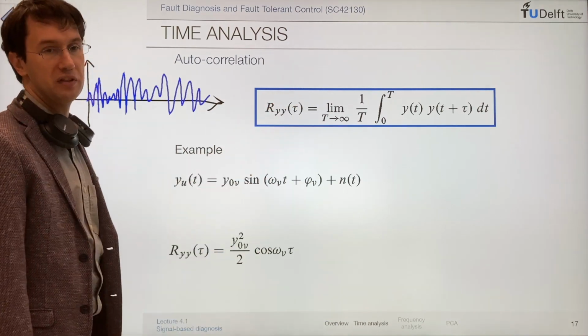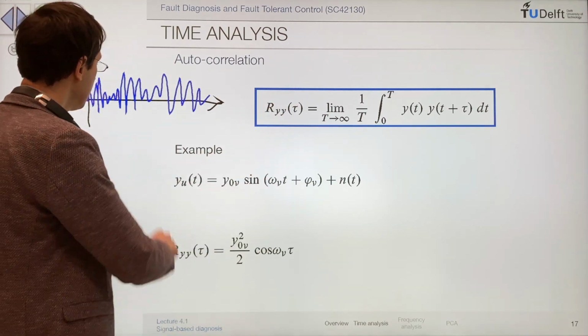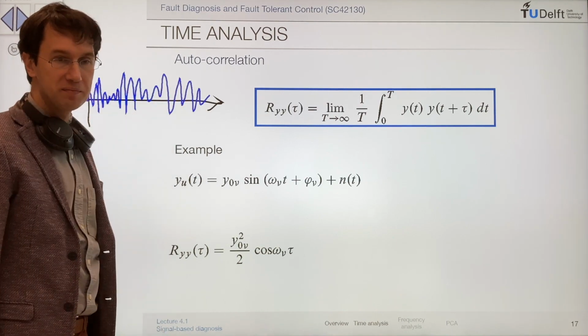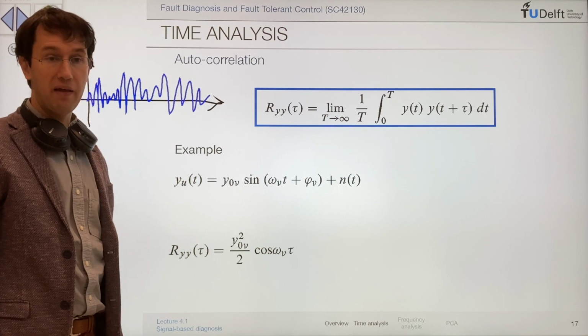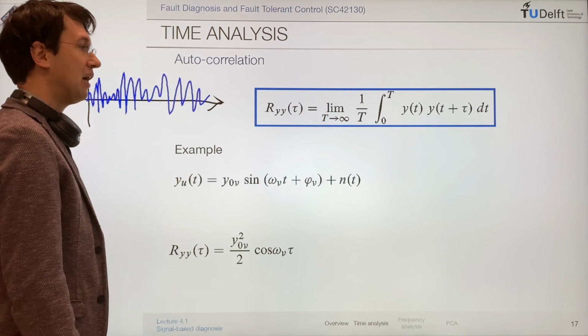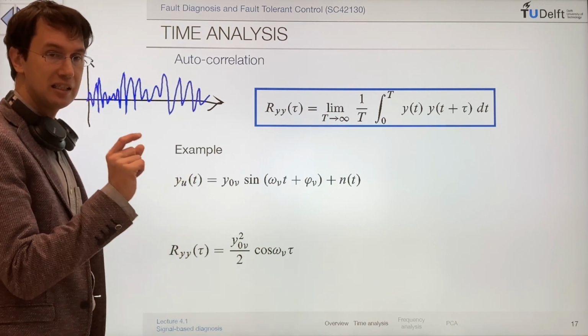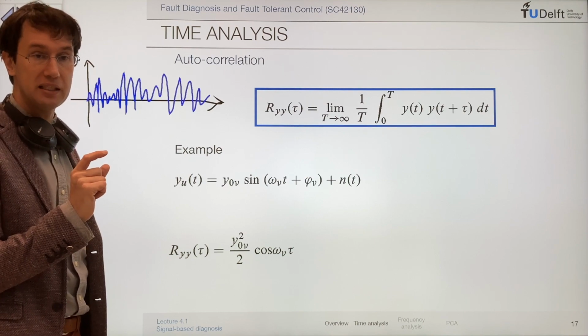And this is always different from 0. But if your signal is a true noise, a white noise, you know from the definition of white noise that the autocorrelation at time instants that are different is 0.